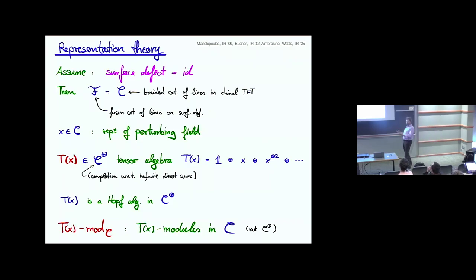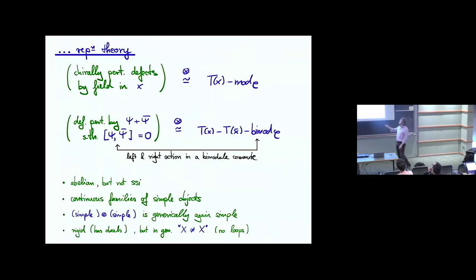But it is a Hopf algebra, so it's an algebra and it has a coproduct, and so you can talk about the category of its modules, and this category is automatically monoidal. So I can talk about the category of T of X modules in C, in this braided category, and I claim that the chirally perturbed defects, where I perturb by just holomorphic defect fields, are monoidally equivalent to this category of modules over this Hopf algebra. So if you want to have a representation theoretic perspective, that would be it.